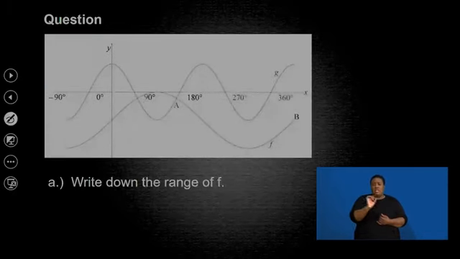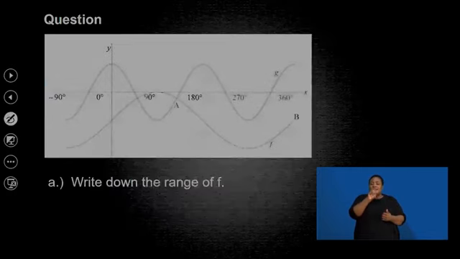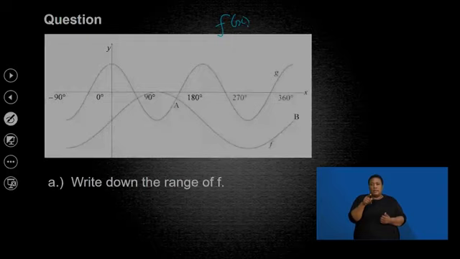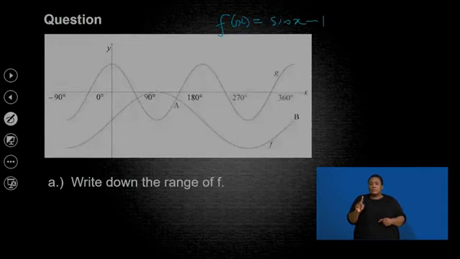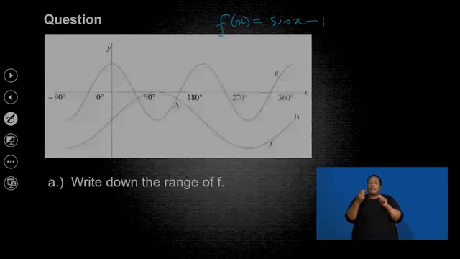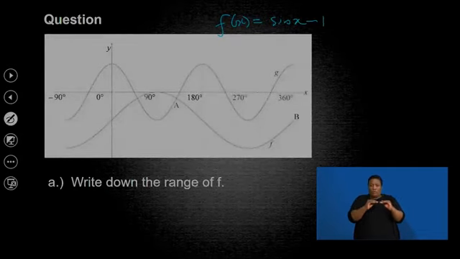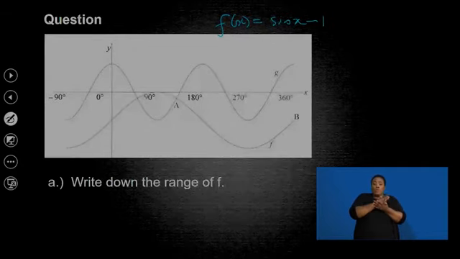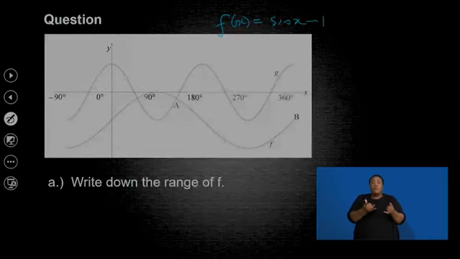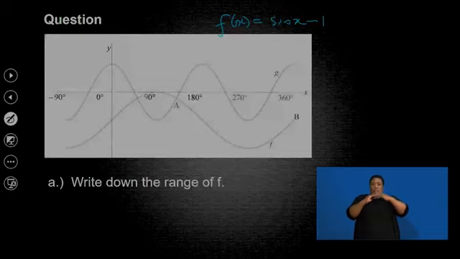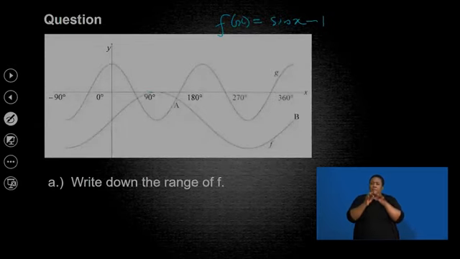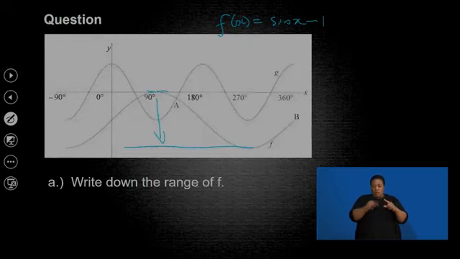Now, the first question wants us to talk about the range of f. If we go back to the question, f of x is equal to sine x minus 1. Let's understand what this means, guys. It means that the graph of f, which was the original graph sine of x, was shifted 1 unit down. What does that mean? It means the range of the graph changes, because now it is no longer going to be between minus 1 and 1. The maximum moves from 1 to 0, and the minimum moves from minus 1 to minus 2. So in simple terms, from here up until there, you are moving 2 units.